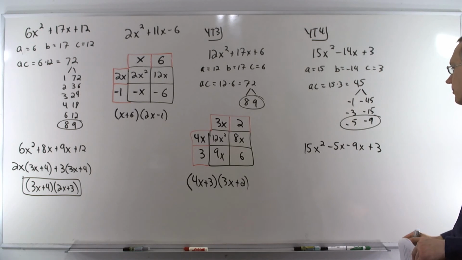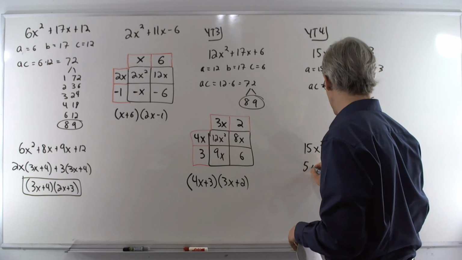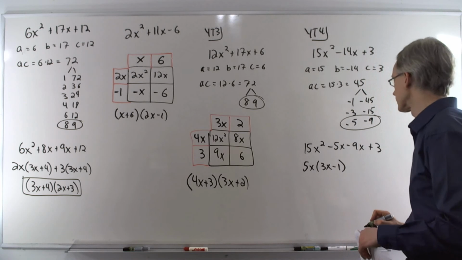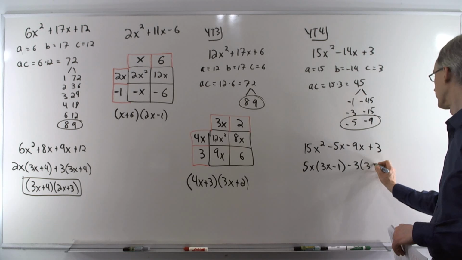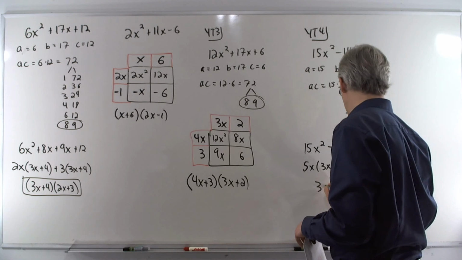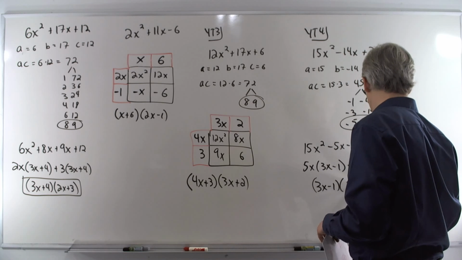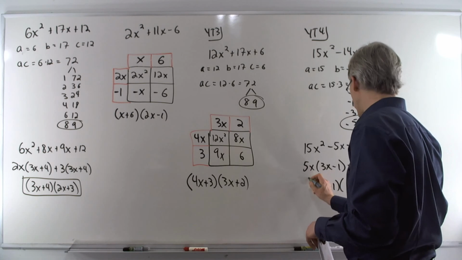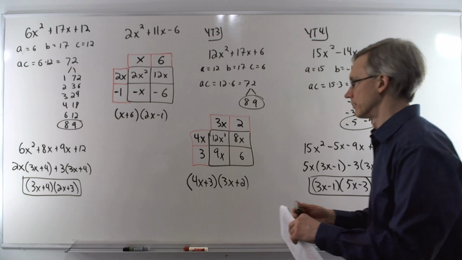And now we can factor by grouping. So here we can factor out a 5x from the first two terms. We get 3x minus 1. And then over here we can factor out a negative 3 and get 3x minus 1. So our factored form is 3x minus 1 times 5x minus 3.